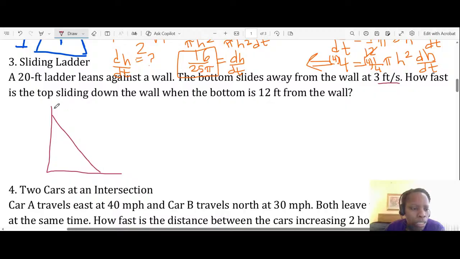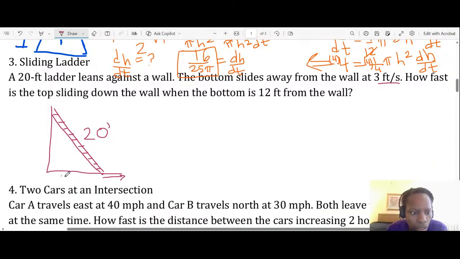And so I'm going to make this ladder here. While I'm drawing the ladder, to see if you can solve it before I do, you can pause the video and try it for yourself. Okay. We know that this ladder is 20 feet. It's leaning up against the wall. And we say the bottom, well, the top is sliding. Okay, hold on. The bottom slides away.